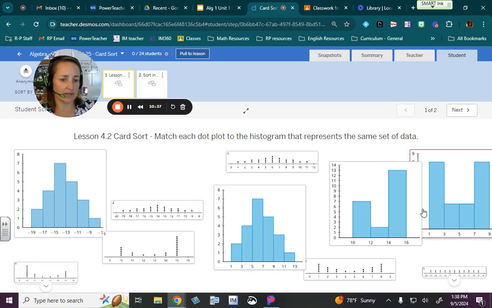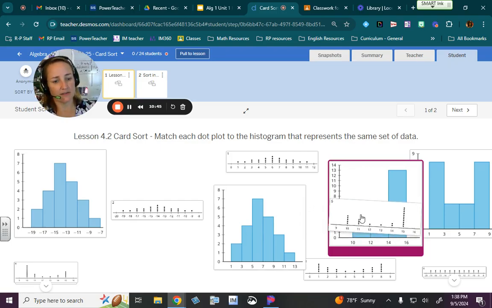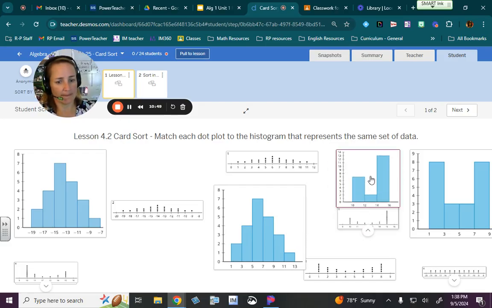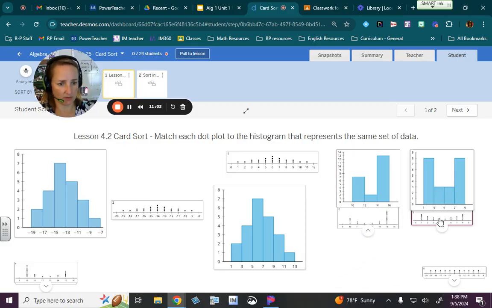Now on the flip side of that, this one has a very tall histogram bar on the right-hand side, and then a little bit shorter one on the left-hand side that looks a lot like this one right here. So those two go together. Meanwhile, this one is bimodal, remember that word, so it's kind of got that U-shaped look going on. This one also has that U-shaped look to the data, and we haven't used this dot plot yet, so this one's going to go over here with this guy.